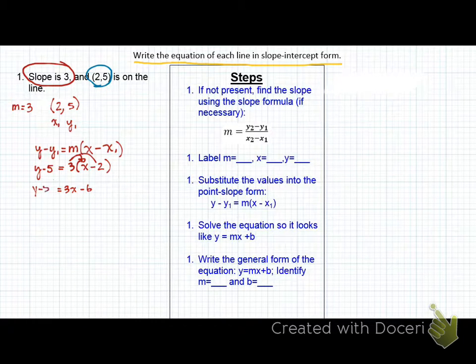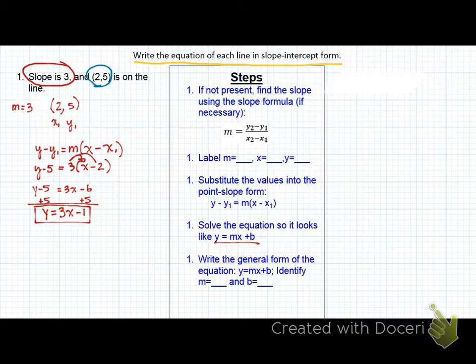y minus 5. Okay? How do I get y by itself? I want my answer. Look at this step here. It's actually step 4. If you look here, I want my final answer to look like this: y equals mx plus b, which means y has to be isolated. You all see that? So how do I isolate y here? I still need to add 5. So I'm going to add 5 to both sides. This is a constant term. And when I do that, I get y equals 3x, and then negative 6 plus 5 is negative 1. And there we go. We have an equation in slope-intercept form.